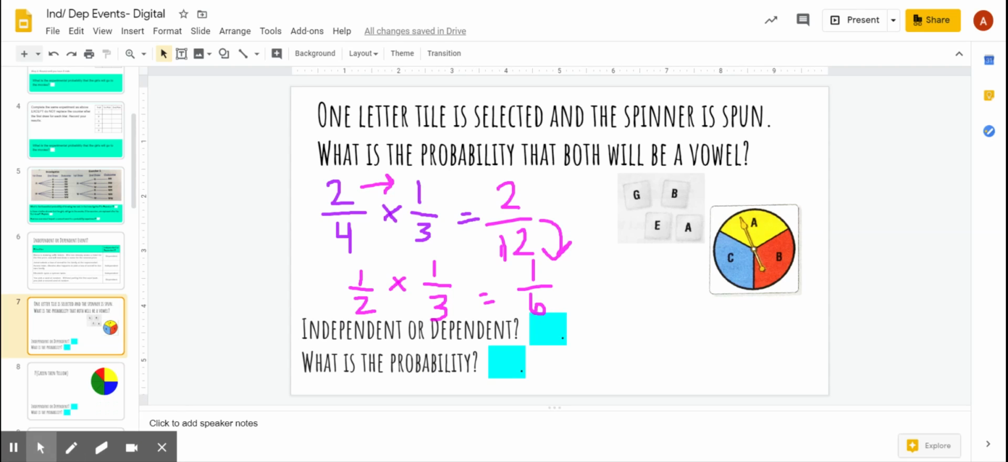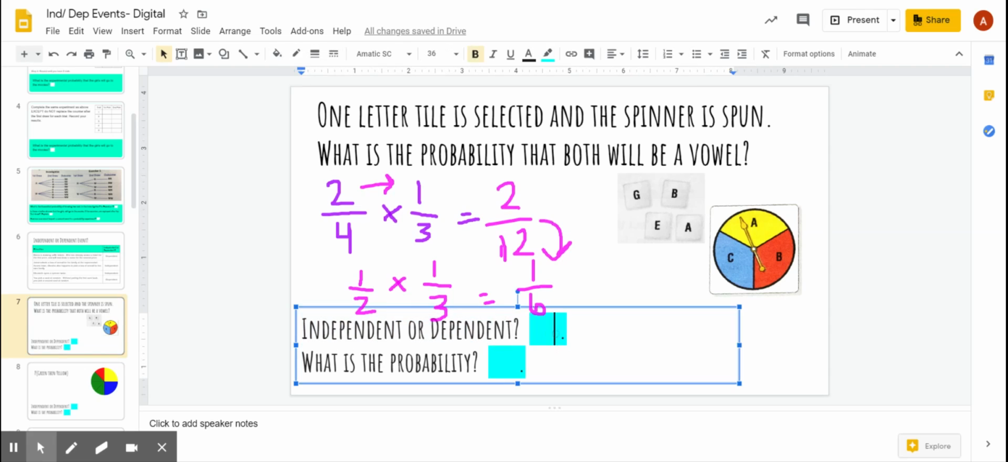Oh, we should have answered this at the beginning. Sorry, independent or dependent. These are independent, right? When I pull a letter tile, it doesn't change anything on my spinner. So independent. And the probability is 1/6. Just use that slash. I know it's not perfect, but that's the best we can do in this box. Okay, so remember, find the probability of the first event, then the probability of the second event, and then you just multiply and simplify that fraction.